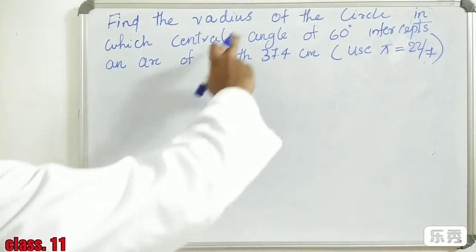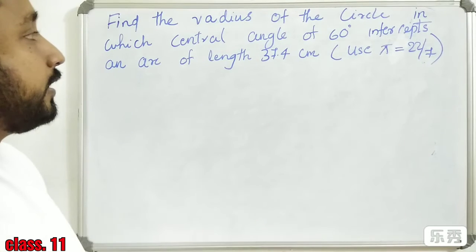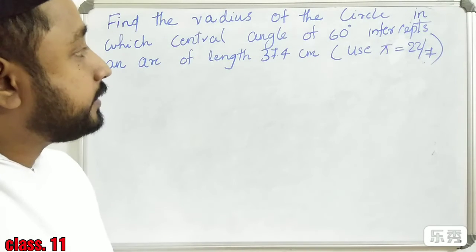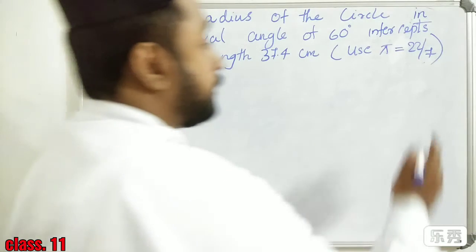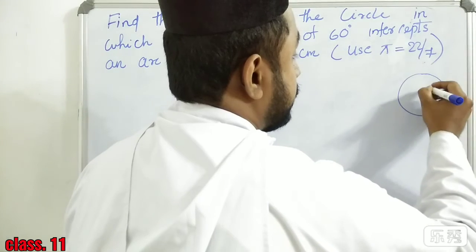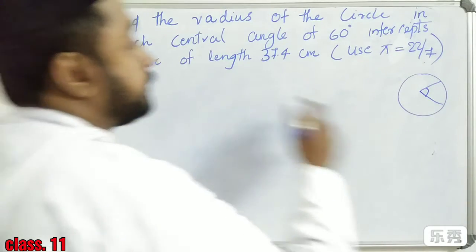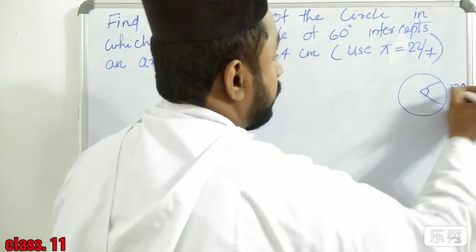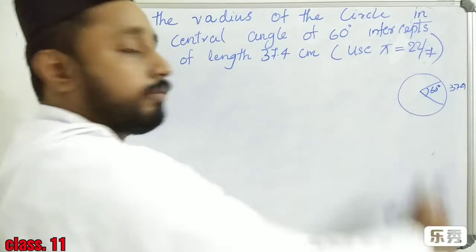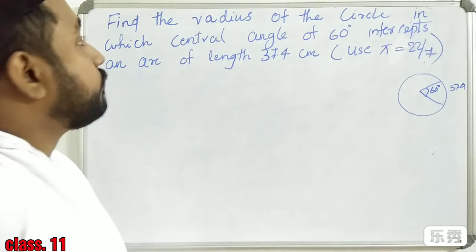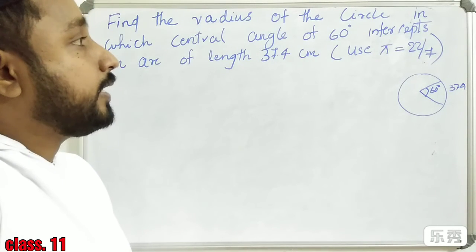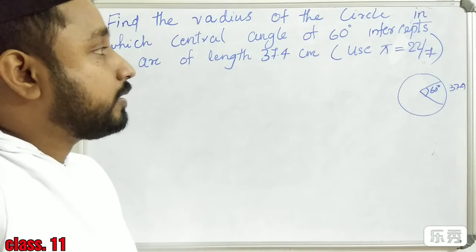Another question. Find the radius of the circle in which center angle of 60 degree intercepts an arc of length 37.4 centimeter. There is a circle, the angle is 60 degree and the length is 37.4. Then we have to find the radius of the circle.